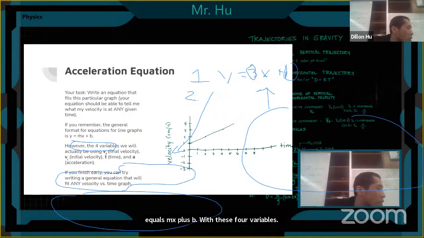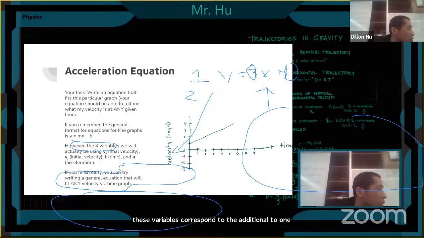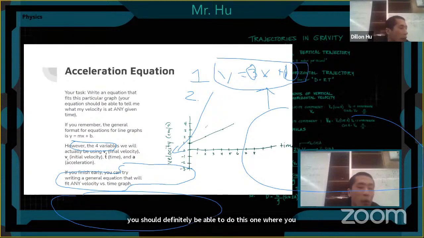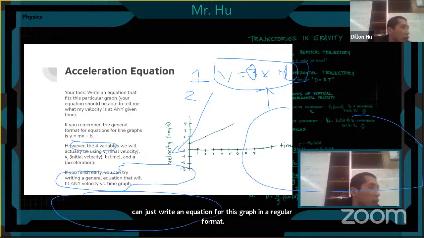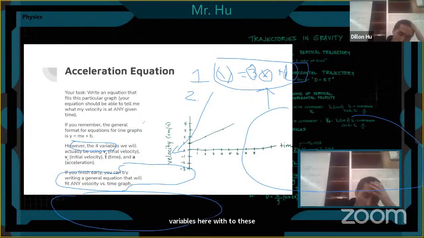So basically, each one of these variables corresponds to one here, and I want you to try to figure out a way if you can replace these ones with these ones. So that is the goal right now. At the very least, I think you should definitely be able to do this one, where you can just write an equation for this graph in a regular format. And then I want you to try to replace these 2 variables here with 2 of these. So I'm going to let you get started. I'm going to put you in your groups again, and then we'll see where we are in a few minutes.